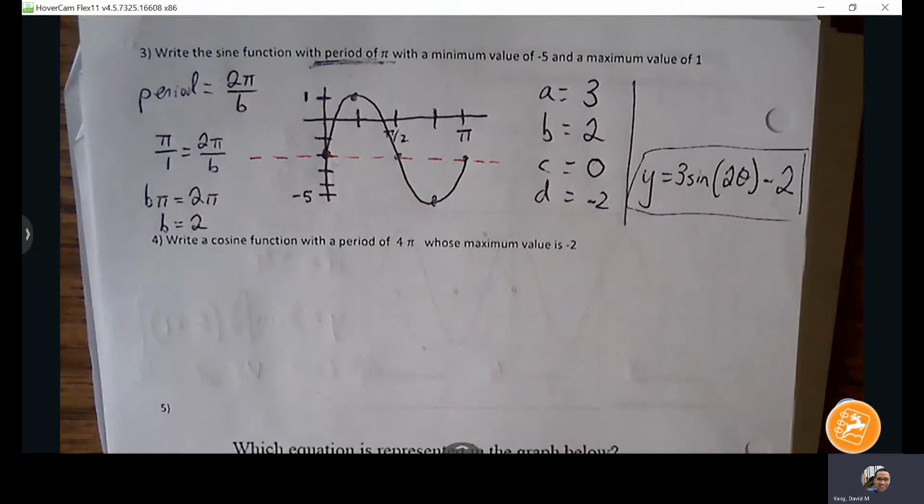Okay, yes. If you can do it without the graph, that would be okay. Yeah.